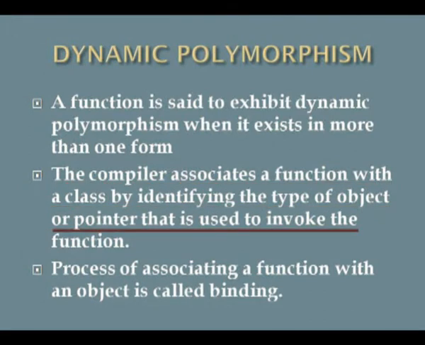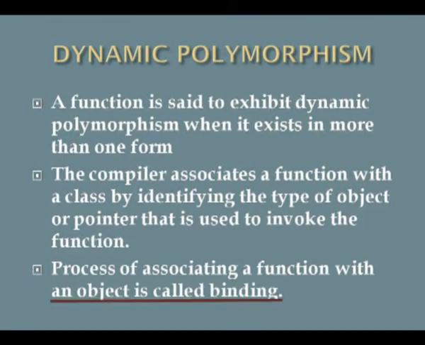We have seen using pointers how to call functions. So, it associates one function with a class based on the type of object or the pointer that calls the function. Invoking the function means calling the function. And the process of associating a function with an object is called binding. This term binding is highly important when we are executing a program, because the compiler needs to know which object is calling which function. Only then it can return the result of the function to that object.